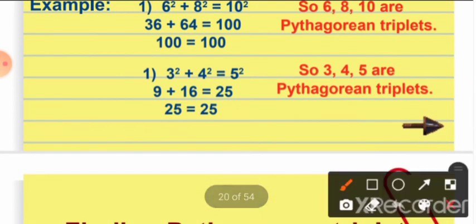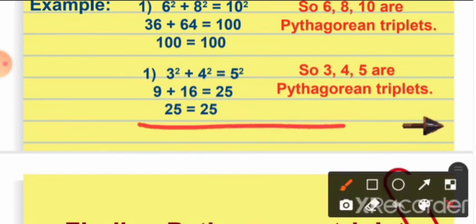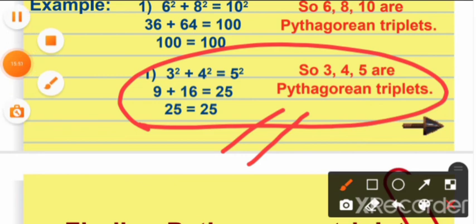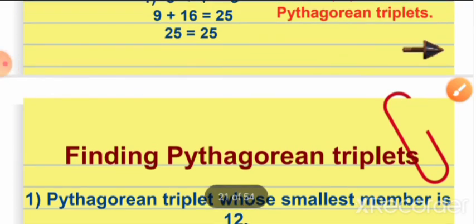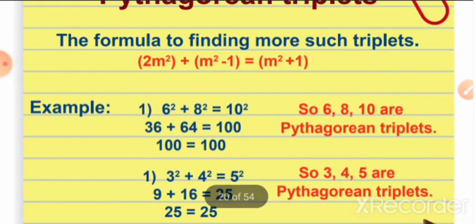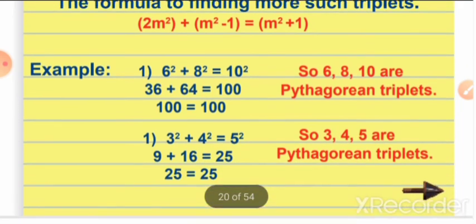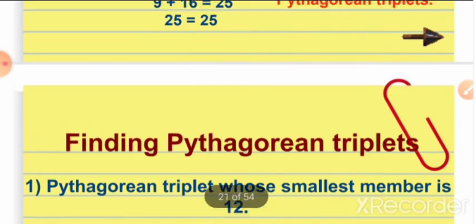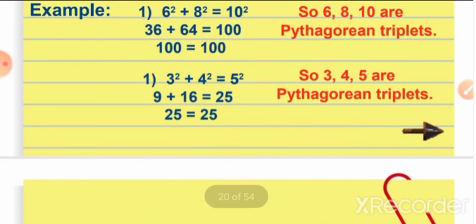You can apply the same method to check another set of numbers. It is also a Pythagorean triplet because the square of the greater number is equal to the sum of the squares of the smaller numbers. I hope the Pythagorean triplet and Pythagoras theorem are clear. In the next video I will discuss the remaining part of the Pythagorean triplet. Okay, thank you students.